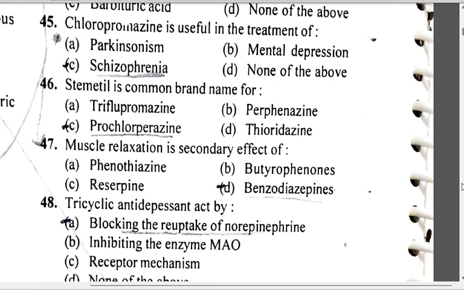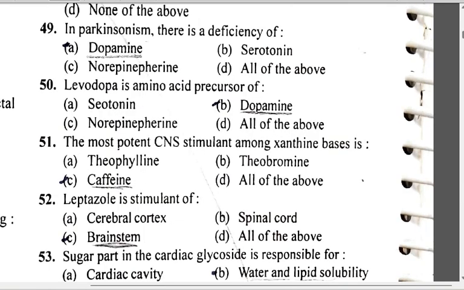Chlorpromazine is useful in treatment of schizophrenia. Stemetil is common brand name for prochlorperazine. Muscle relaxation is secondary effect of benzodiazepine. Tricyclic antidepressant act by blocking the reuptake of norepinephrine. In Parkinsonism, there is deficiency of dopamine. Levodopa is amino acid precursor of dopamine.